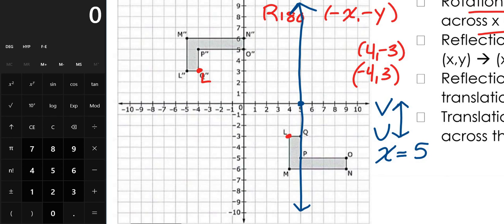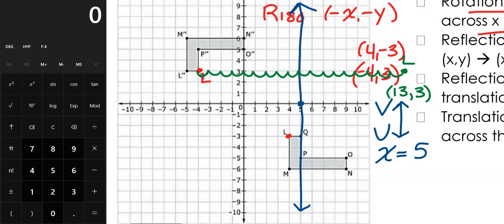So we're going to count. Starting with L, where we left off, we're going to count 1, 2, 3, 4, 5, 6, 7, 8, 9 boxes to get to the line of reflection. Same thing on the other side. 1, 2, 3, 4, 5, 6. Now I'm going off the graph. 7, 8, 9. Right now, L is going to be at (13, 3). So it's off the graph. If you have a larger graph, wonderful. But right now it's at (13, 3).